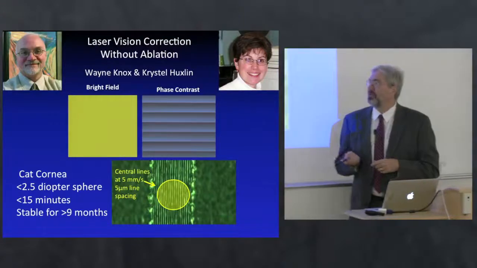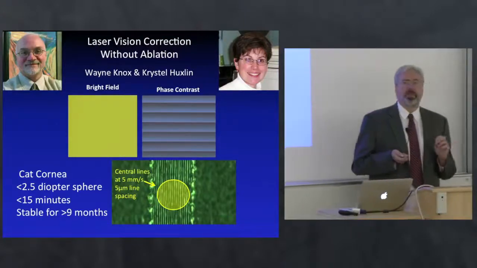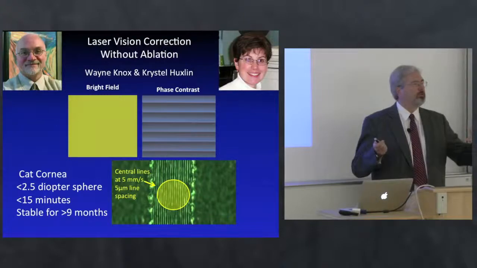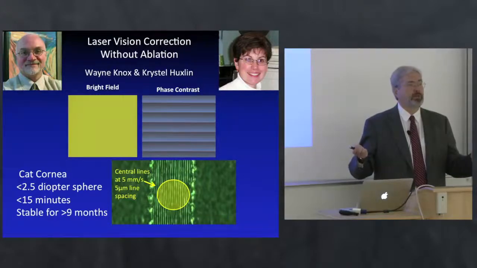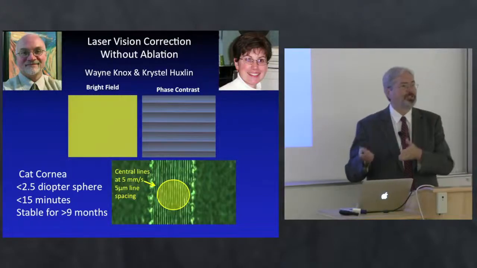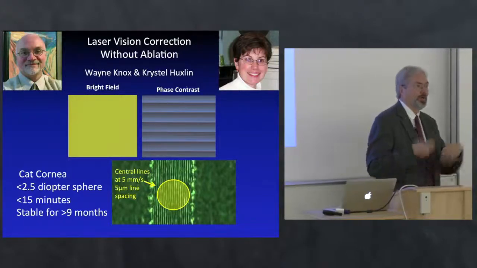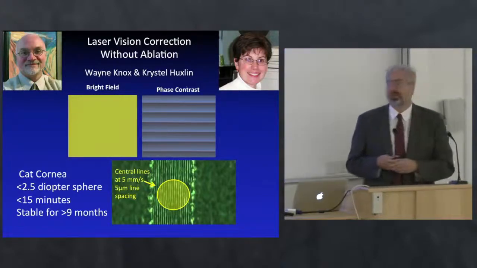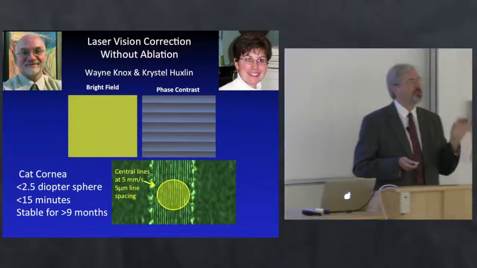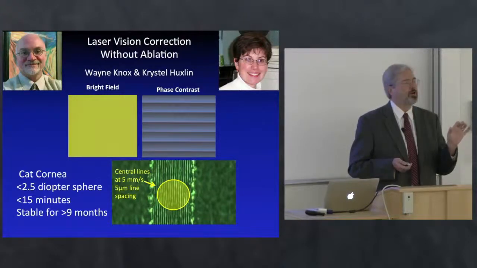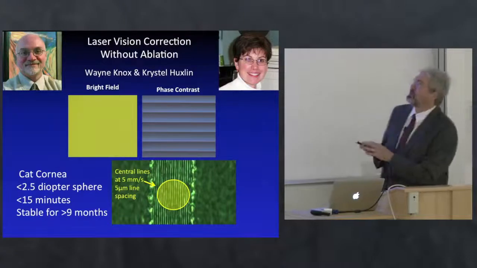But Wayne and Krystel have discovered that there is a regime between very low light levels of illumination with a femtosecond laser and very high light levels. Low light levels do nothing to the cornea. High light levels damage the cornea and ultimately will remove tissue a la conventional laser refractive surgery or LASIK. But there's an intermediate regime where you can change the refractive index without appreciably increasing scattering or damaging the tissue. And this is illustrated here.